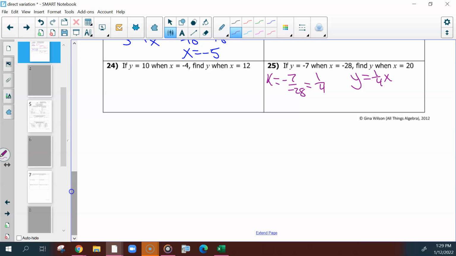For the second part, I need to find y, and now I'm given x, so I can put 20 in for x and find what my y value is. This would be 20 divided by 4, or 5. I could check to make sure that my k still works. Here, 5 divided by 20 is still 1/4, so my k stays the same.